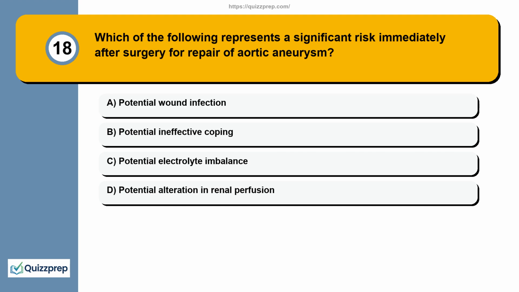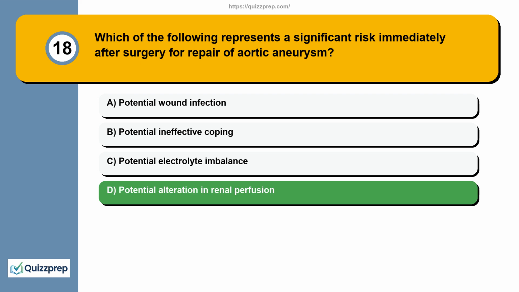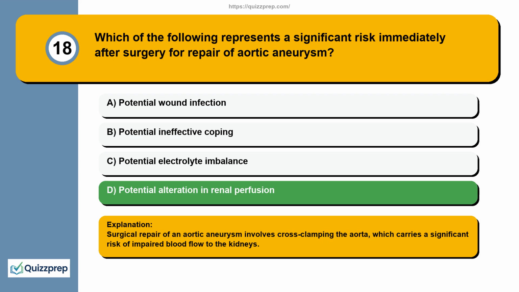Question 18. Which of the following represents a significant risk immediately after surgery for repair of aortic aneurysm? Potential wound infection, potential ineffective coping, potential electrolyte imbalance, potential alteration in renal perfusion. Surgical repair of an aortic aneurysm involves cross-clamping the aorta, which carries a significant risk of impaired blood flow to the kidneys.